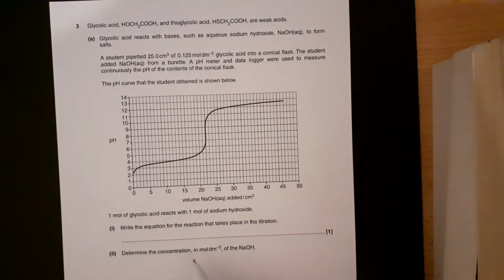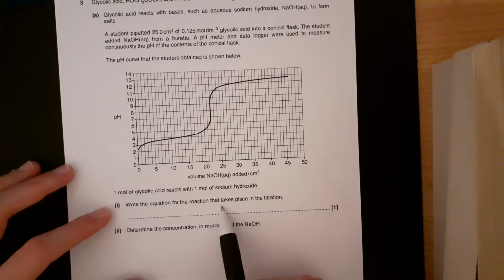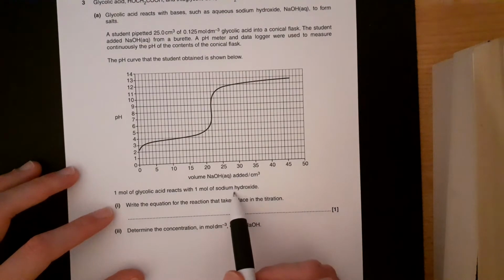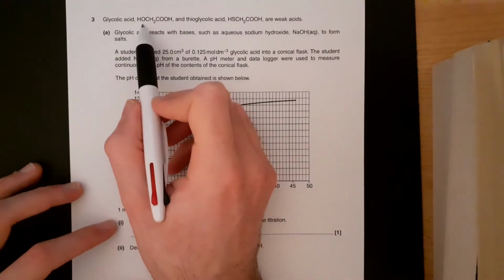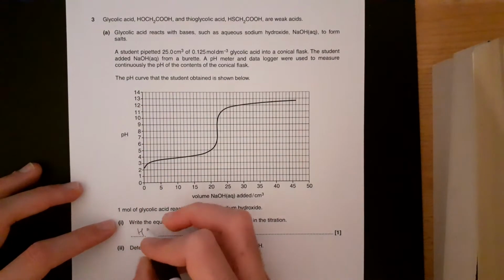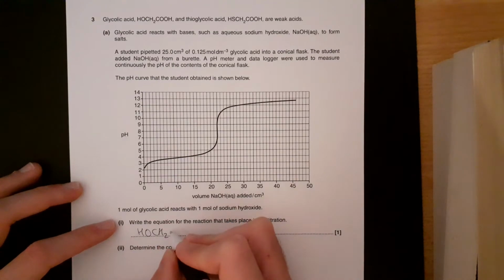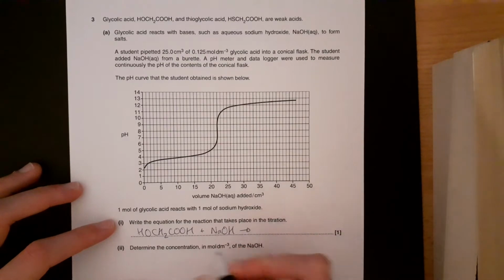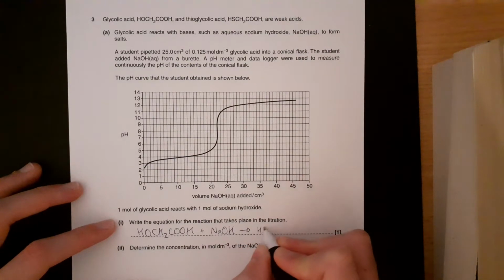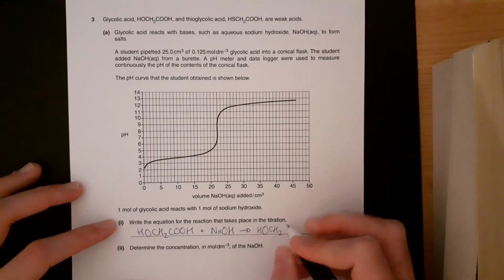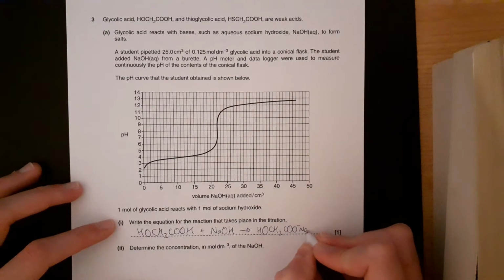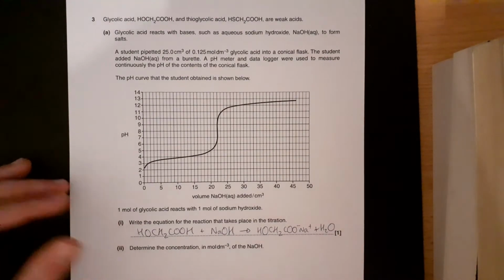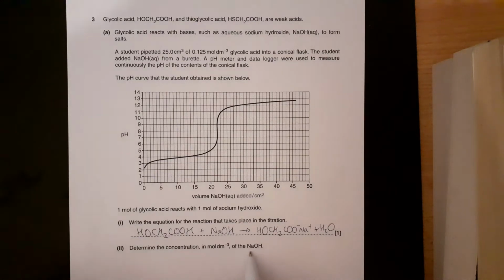So what's going on here? It wants us to write the equation for the reaction that takes place. Okay, so it's saying 1 mole of glycolic acid reacts with 1 mole of sodium hydroxide. So our glycolic acid, they've given us the formula here, so we're just going to copy that. HOCH2COOH. It's going to react with sodium hydroxide, and we're just going to make the sodium salt of this, right? So we're going to get HOCH2COO minus Na plus and H2O. It's not too bad.